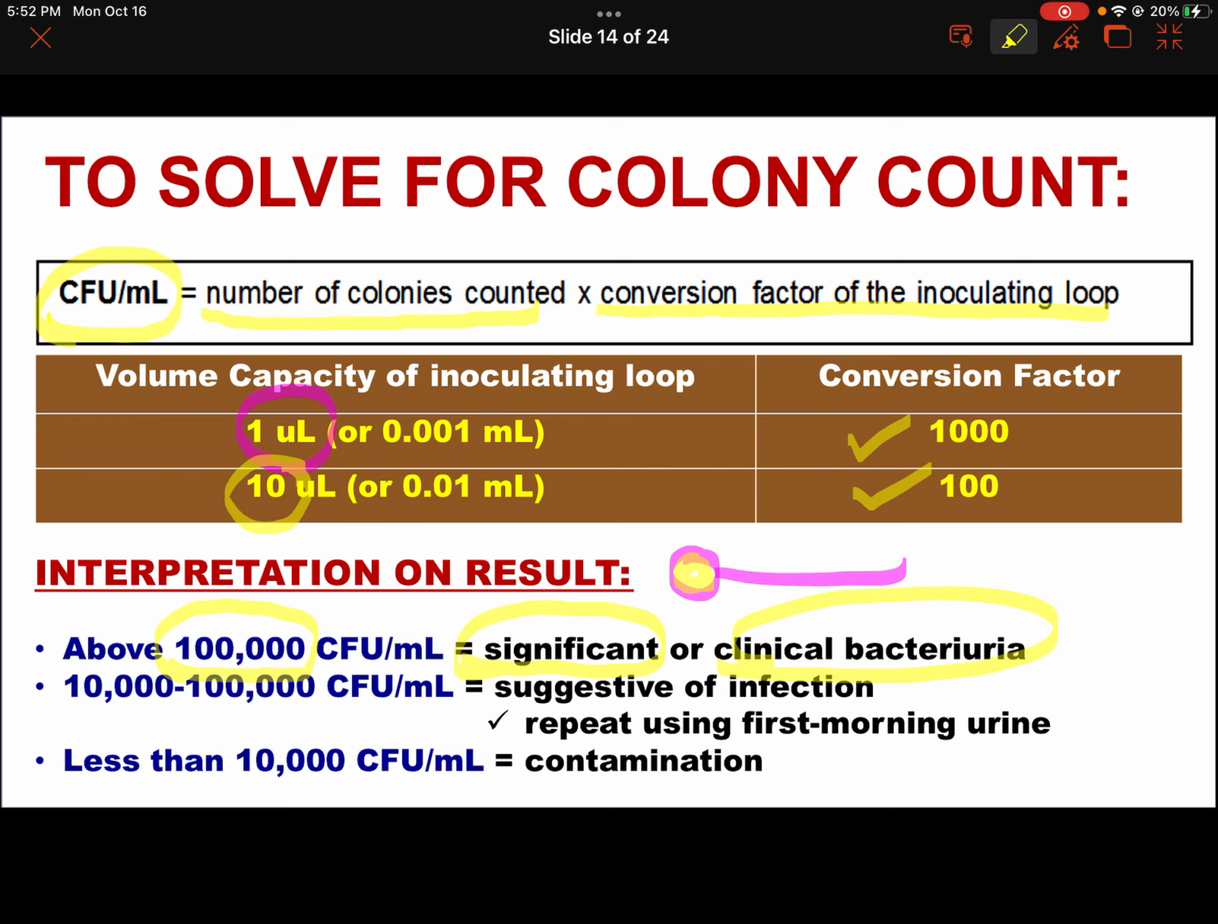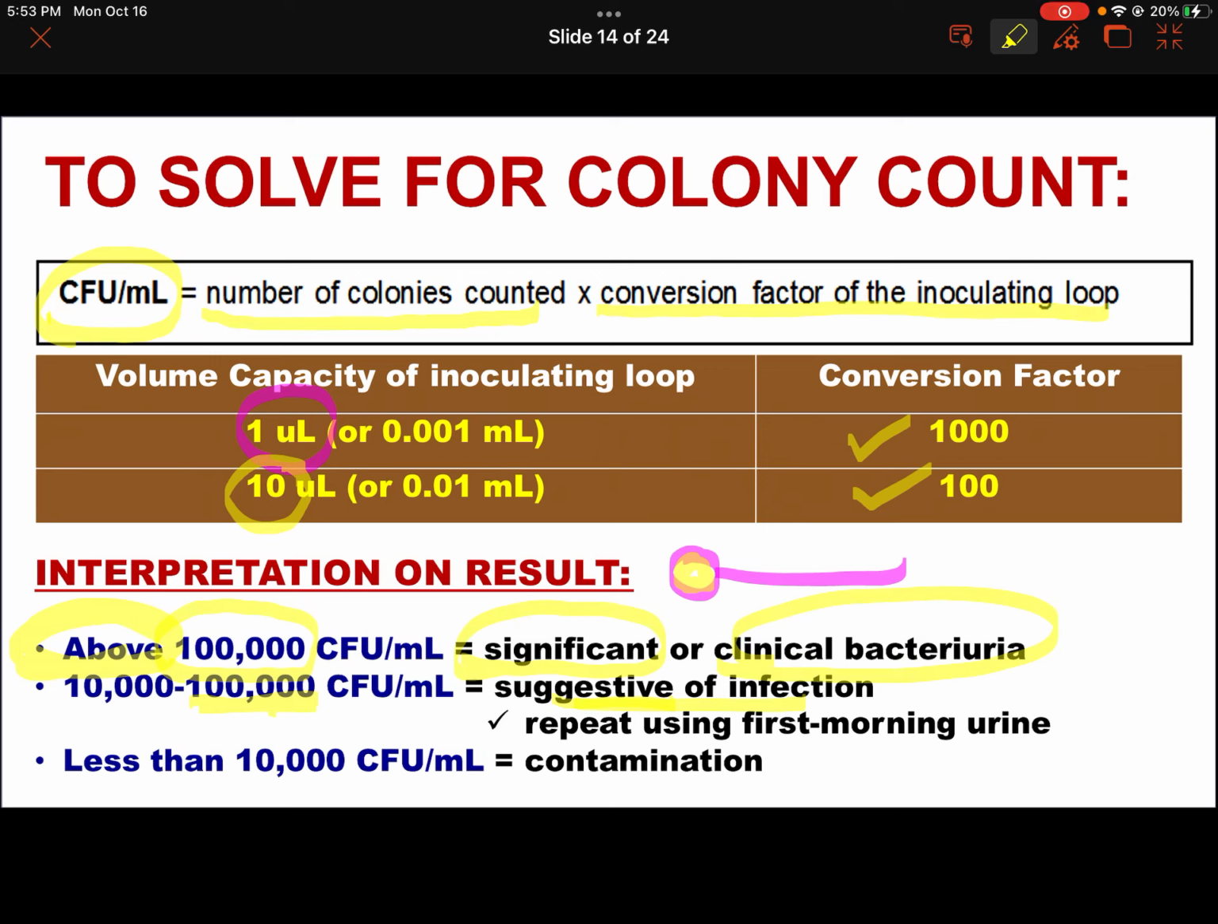You have to indicate the count, and you have to put in the interpretation. However, if it is between 10,000 to 100,000 CFU per ml, do not be confused, this one has a term above. So 100,000 is still suggestive of infection. Ideally, we would instruct the nurses or the patient to repeat collection of urine specimen using the first morning urine specimen because it's more concentrated.